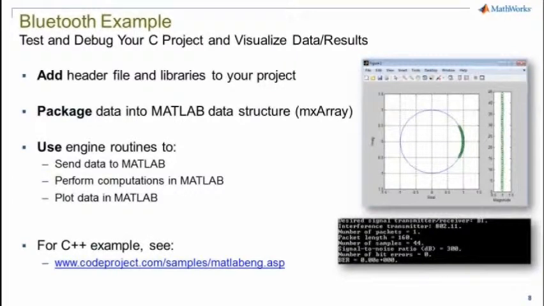So what we saw in that example was how we could use MATLAB together with C to help us debug or investigate what was going on with that executing C code. How we did that: we added header files and libraries to the project. We packaged the data into the MX array in a format that MATLAB expects, and we used these engine routines in order to send the data to MATLAB, perform the calculations in MATLAB, and visualize some data in MATLAB. There's a C++ example available online at that link.